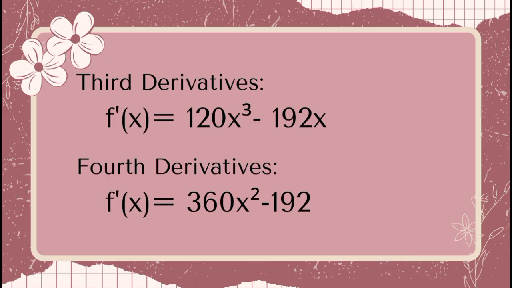And just like what we did on the past derivatives, we multiply 120 times 3, which becomes 360. 3 minus 1 becomes x squared, minus 192. Then 1 minus 1 becomes only 192 because x to the 0 becomes 1. So the fourth derivative is f prime of x is equal to 360x squared minus 192.